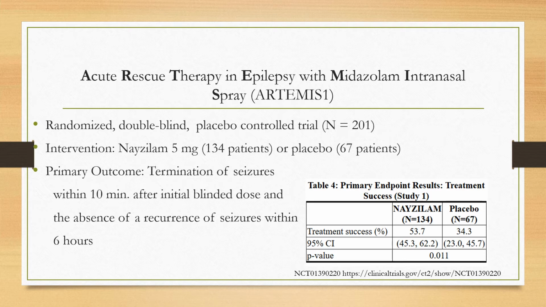To the right of the screen, you can see the results of this study, with 53.7% of patients in the Nasolam group having successful treatment, and then 34.3% of patients in the placebo group having successful treatment. Here the p-value is 0.011, which is less than 0.05, meaning that this was statistically significant in proving that Nasolam was efficacious in reducing seizures within 10 minutes and also having an absence of recurrent seizures within 6 hours.